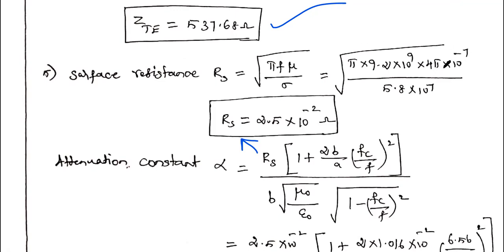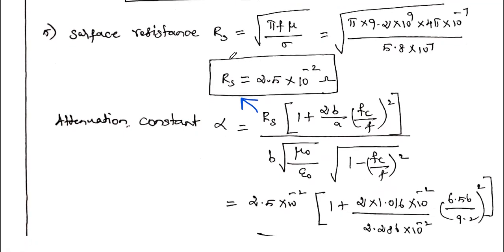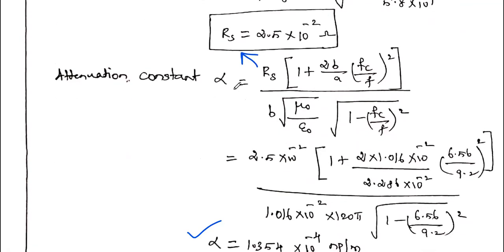So the mu naught value is 4 pi into 10 to the power minus 7, divided by the conductivity value. The conductivity for copper is 5.8 into 10 to the power 7. This is a constant you should know. So first you should calculate this Rs. The surface resistance is 2.5 into 10 to the power minus 2. After calculating the surface resistance, you just substitute it in the alpha formula.